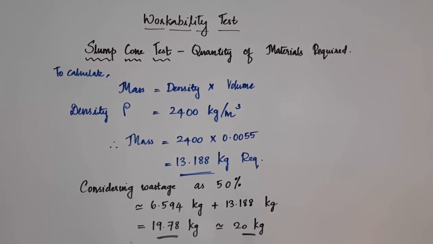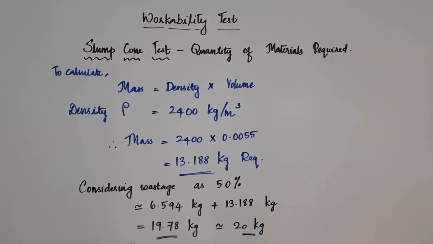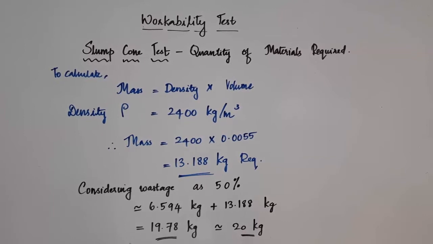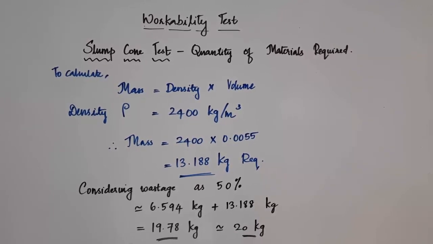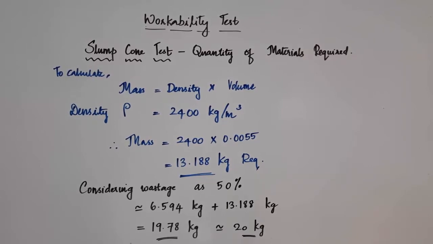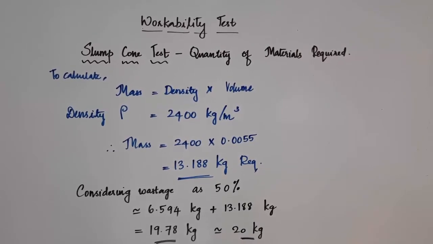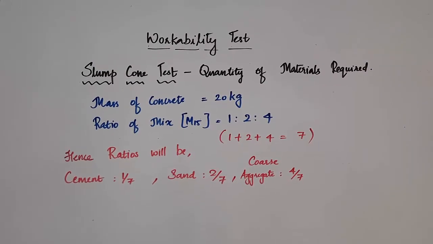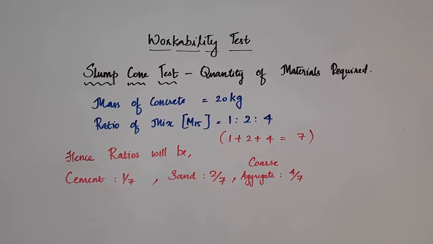We will consider a wastage of 50%. So to 13.188 kg, adding 50%, which is equal to 6.594 kg, we get 19.78 kg. Hence, we are going to use a mass of 20 kg concrete. Mass of concrete is 20 kg.